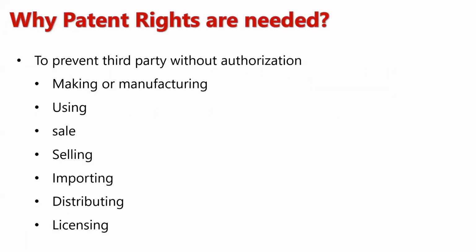Why are we talking about patent rights? All the things that I told you are just to stop a third party from using the product, making a similar product, manufacturing a similar product, using the product, selling the product, importing, distributing or licensing. All these things can be prevented if you have a patent right on that particular product.